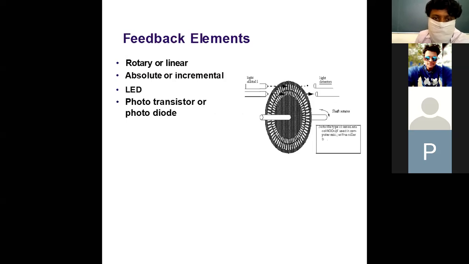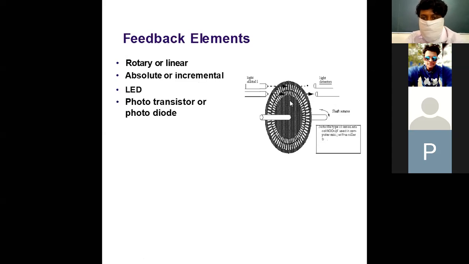Then there are feedback elements available. Feedback elements are also important mechanical components used in a CNC machine. So what are those feedback elements? They are rotary or linear feedback elements. See, this is a rotary feedback element. We will discuss in detail. Just know this: absolute or incremental feedback elements, LED elements, phototransistor or photodiode, also called optical feedback elements.